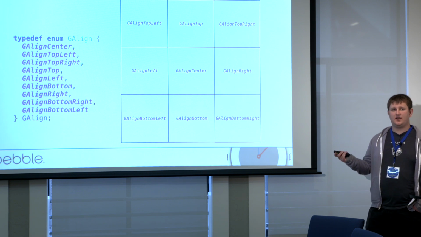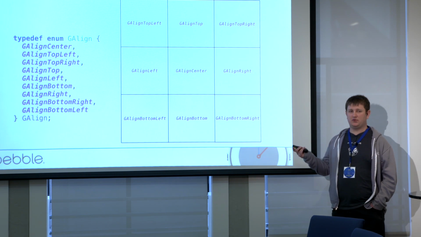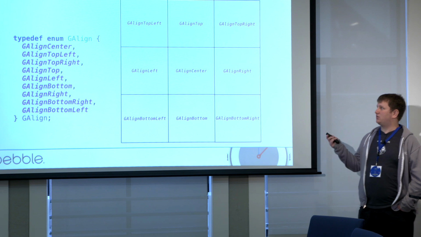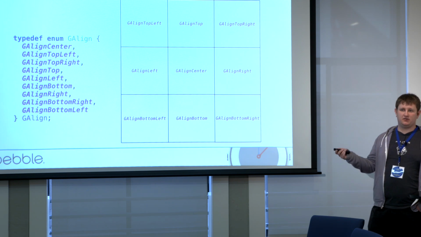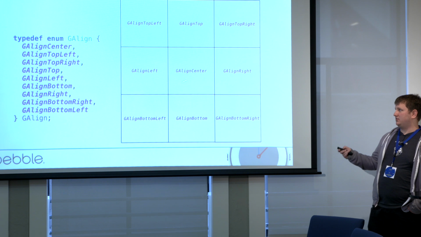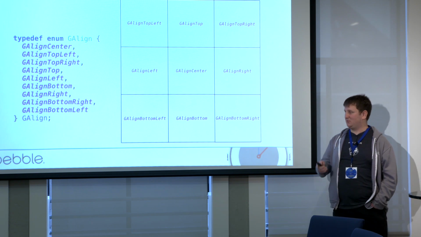So I mentioned there's a galign enum that you can use to pass into this function. And this grid illustrates what all the different values of that enum represent. So we talked about galign center for the center, galign top for the top center. Then we also have top left and bottom right, and hopefully that's pretty easy to understand.